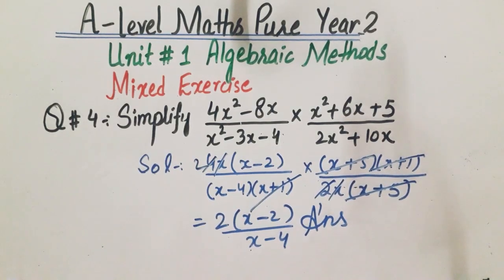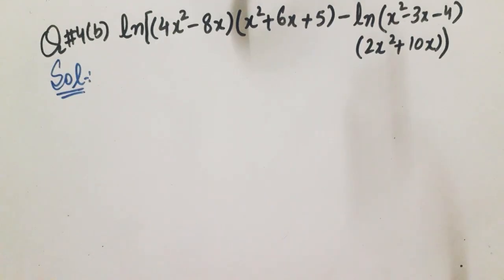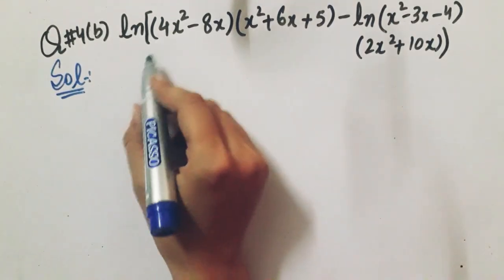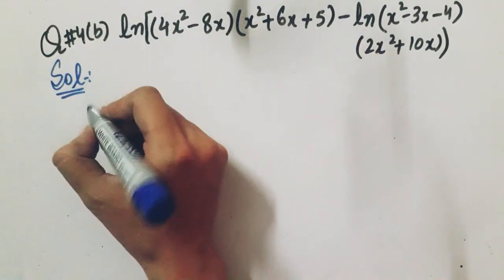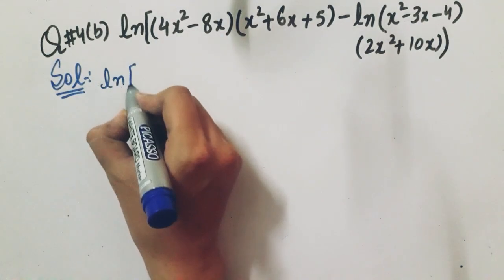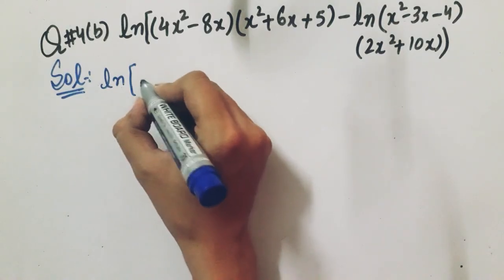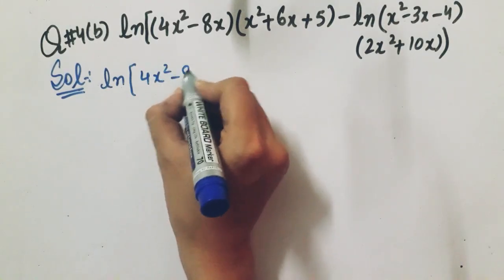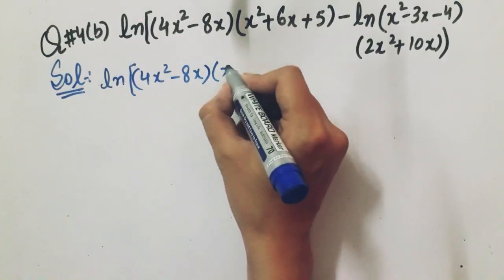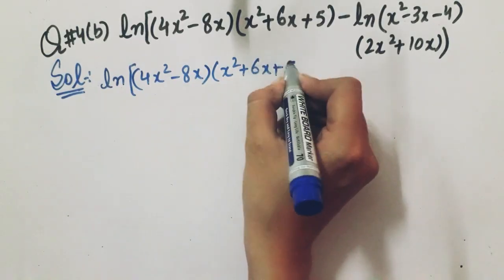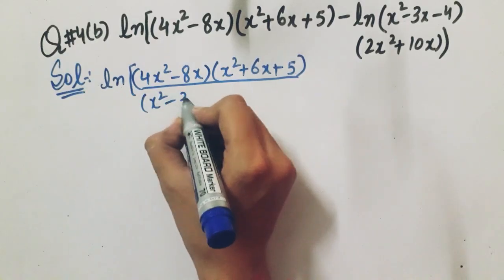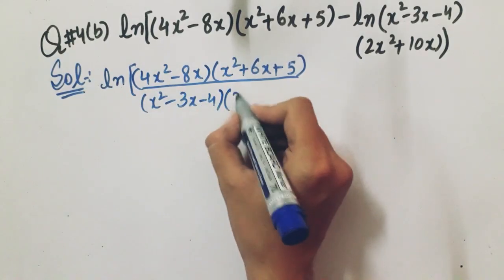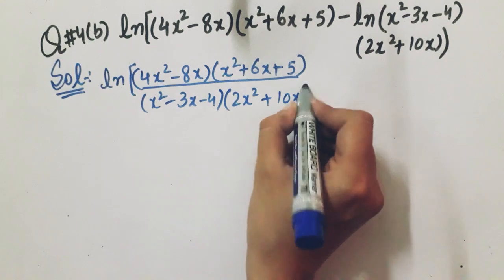Now we will solve part b of question number 4. Here ln means when subtraction is there, we will divide. So we will get (4x² − 8x) times (x² + 6x + 5), and divide this by (x² − 3x − 4) and (2x² + 10x).